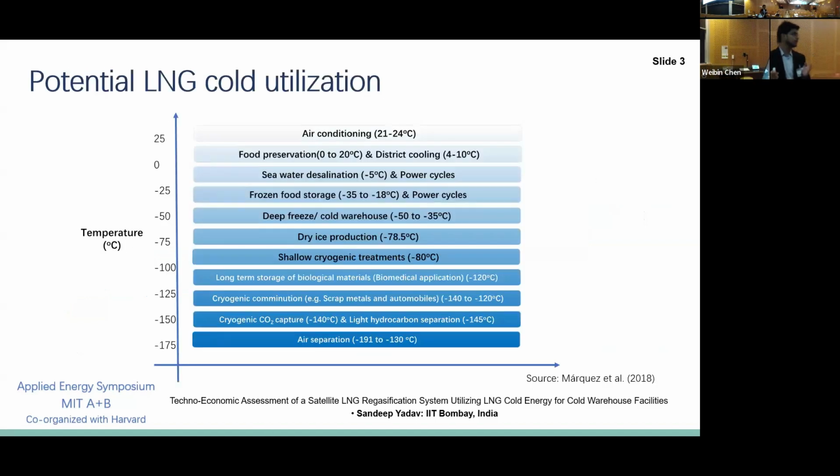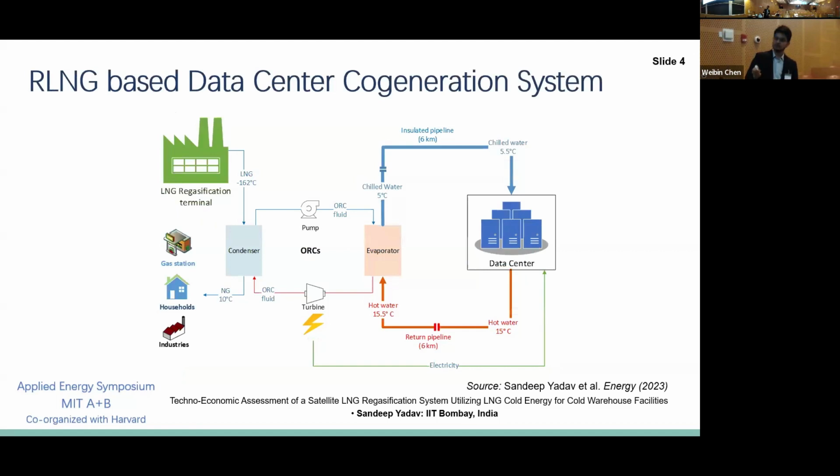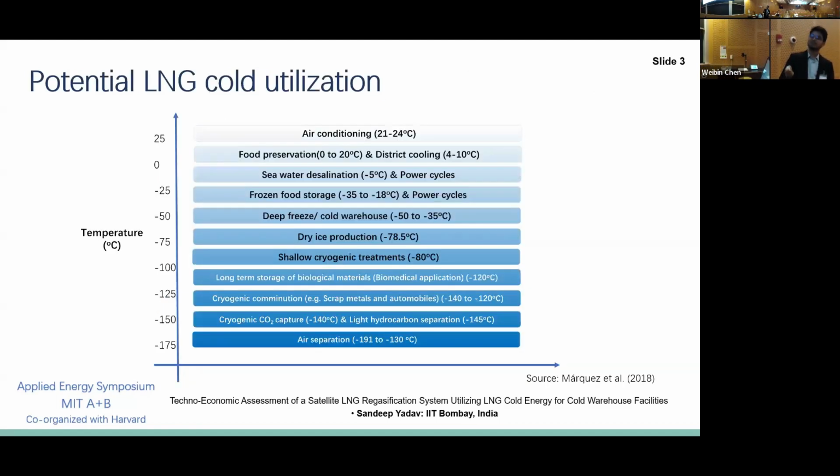Now, moving ahead, what are the potential applications? If you see the temperature gradient from minus 162 degrees Celsius to atmospheric temperature, these are the potential areas that can utilize that energy. Starting from air separation, cryogenic CO2 capture, cryogenic emission, long-term storage of biological materials, cryogenic treatments, dry ice production, and various other cooling applications like data center cooling, district cooling, etc.